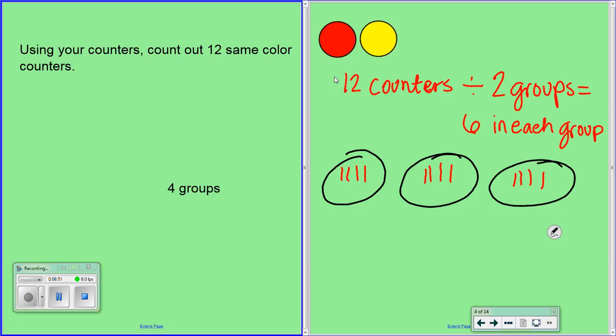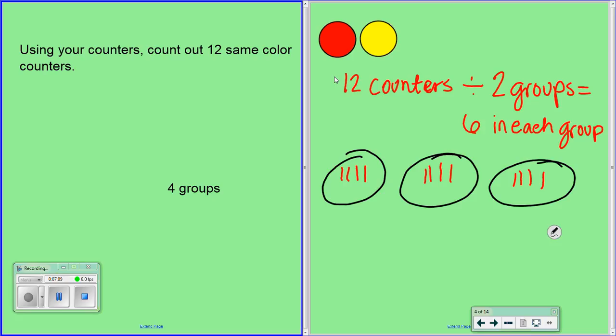1 for you, 1 for you, 1 for you, 1 for you. When you put it in an array, it's already out for you. Not always, but in this one it is, because you said 3 groups.